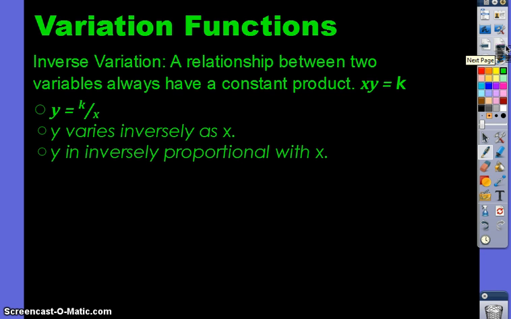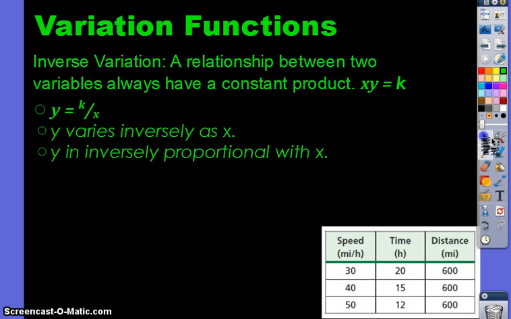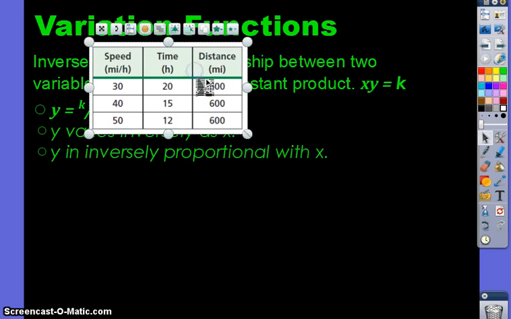Inverse variation is a relationship between two variables in which there's always a constant product, k, so x times y should always equal k. You always see inverse variation functions written in this format: y is equal to k over x. K is, of course, that constant product. Sometimes in word problems you'll see it written as y varies inversely as x, or y is inversely proportional with x. And to illustrate that, we have a real-world problem here.